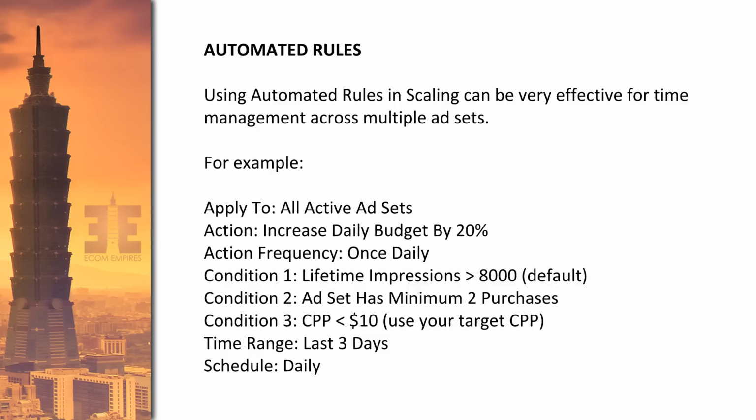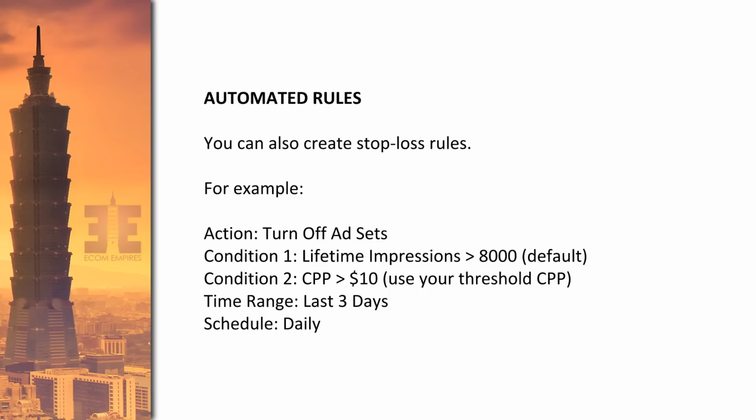So you would want to set your cost per purchase at not necessarily your break-even point. You would want to set it before that, right? You would want to set it at a point where you're comfortable that if it reaches that, you're still making money. That way the rule would turn off and your ad would just sit there and you'd be running profitably. You can also create stop-loss rules, okay? Stop-loss being like a term from stock trading, right, where you set a stop loss to make sure that you don't lose money. So this action is turn off ad sets, right?